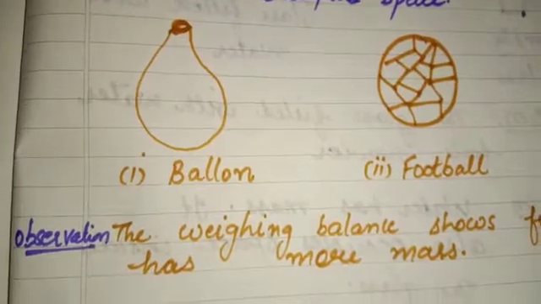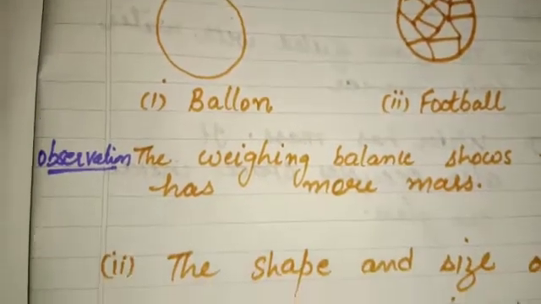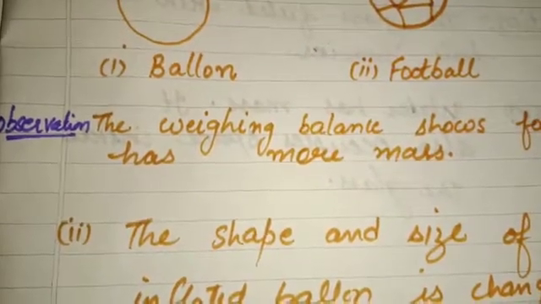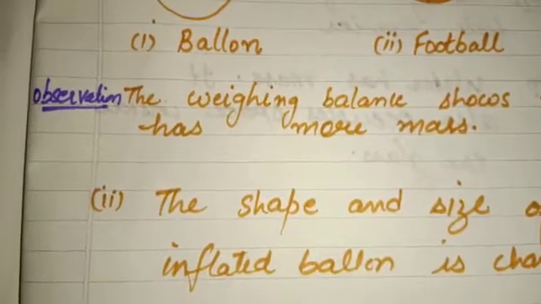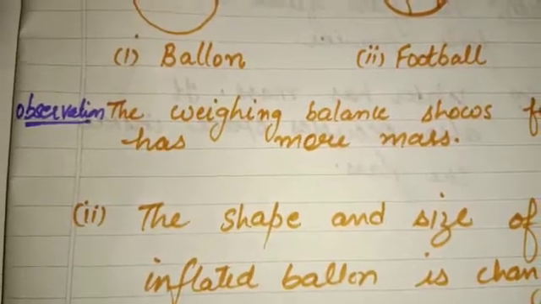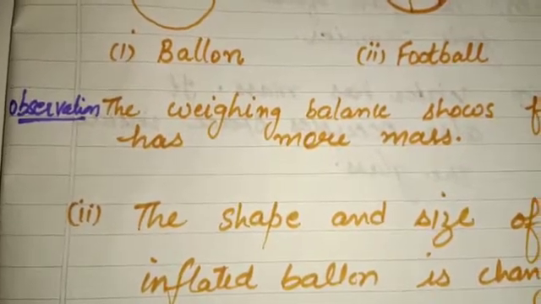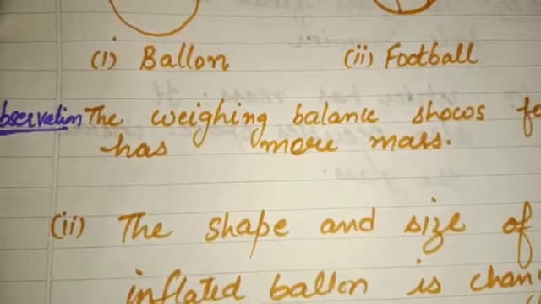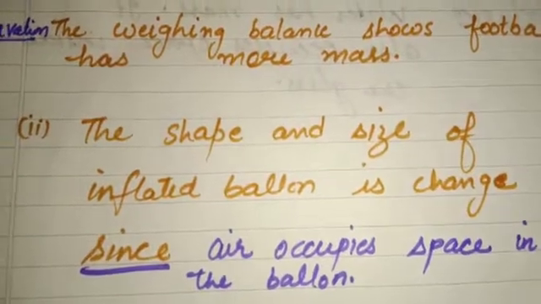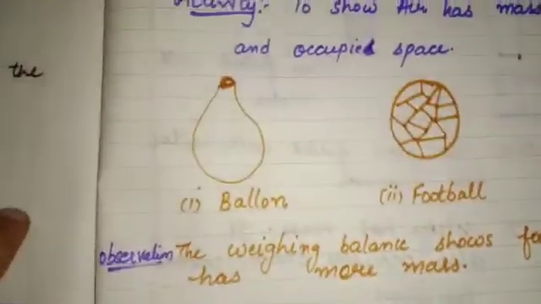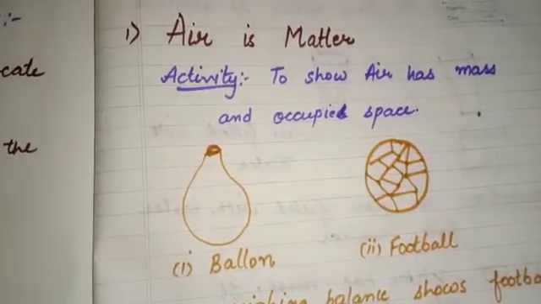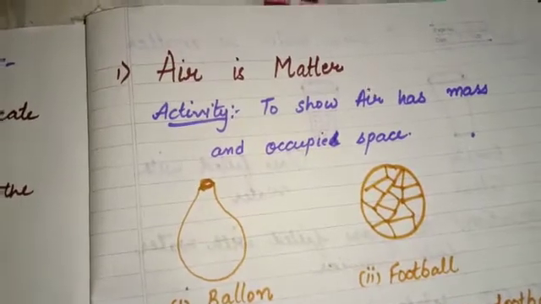Now the next is to show air occupies space. Take two balloons. One is deflated and the other one is inflated. You will find that in the inflated balloon, the shape and size of the balloon is changed. Why is it changed? Because air occupies space in the balloon. So this shows that air has mass and it occupies space. Since it has mass and occupies space, air is a matter.